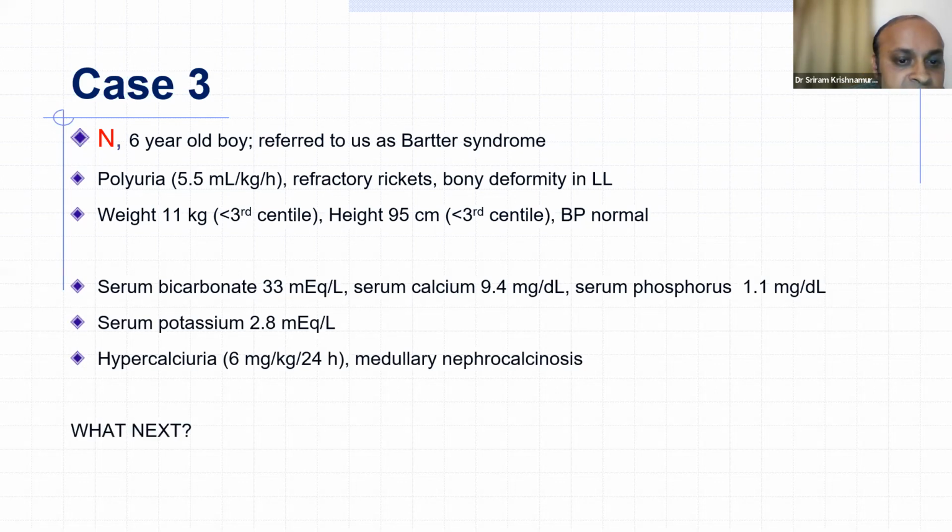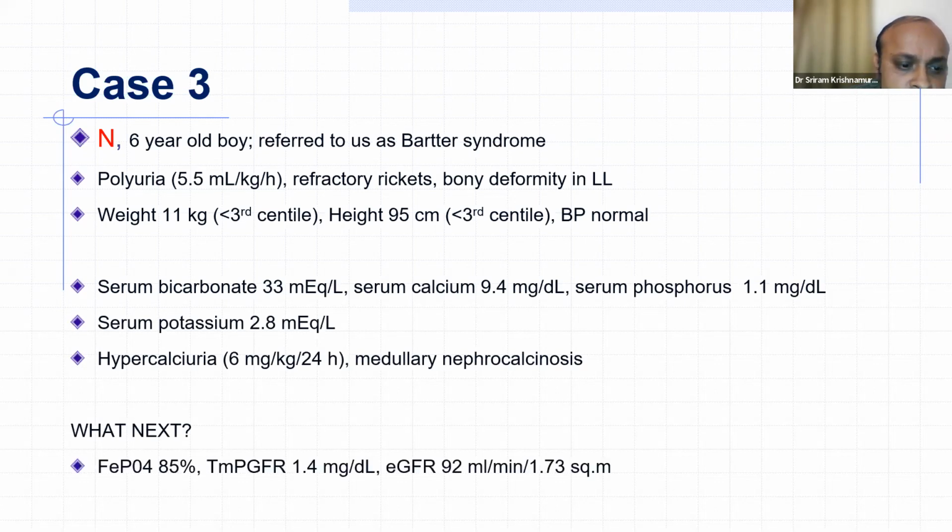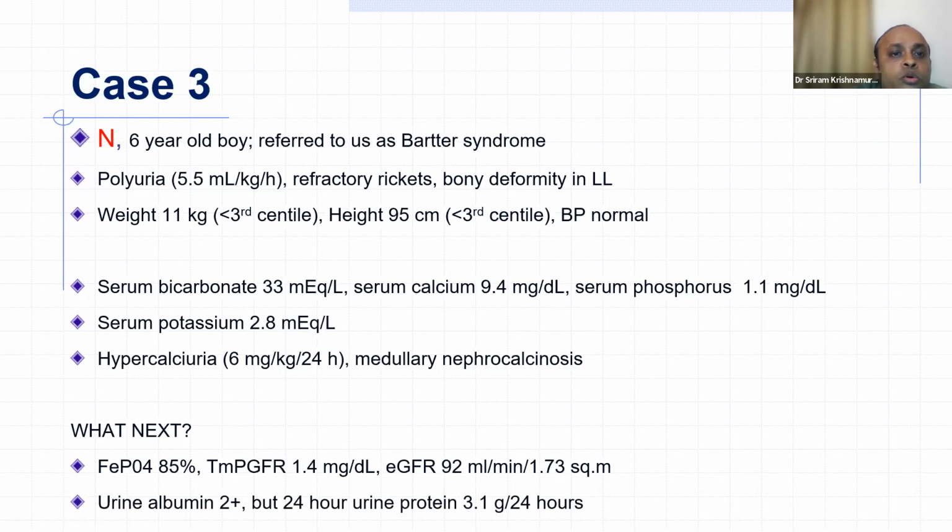So what should be done next? This didn't look to us like Bartter because there was a severe rickets. So we thought we'll investigate him further. We did a FePO4, which was found to be 85%, and the TMP-GFR was only 1.4, suggesting a phosphaturia. The eGFR was normal for age. At this point, we decided to do a 24-hour urinary protein. This was found to be 3.1 grams in 24 hours, which is a nephrotic range proteinuria, and the urine albumin by dipstick was only 2+.